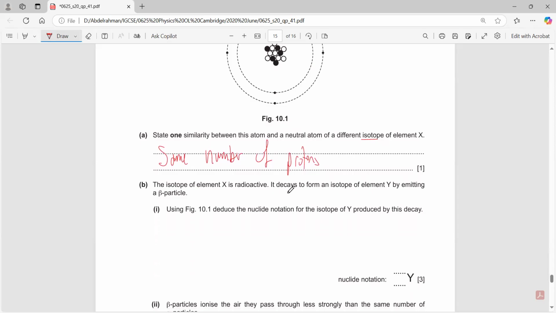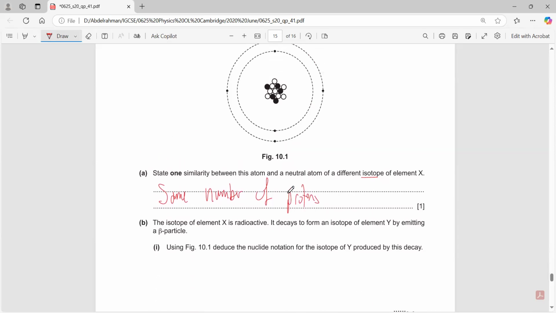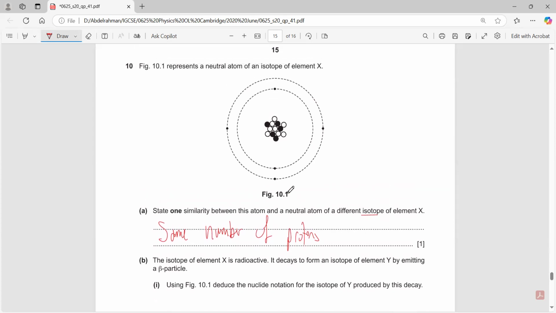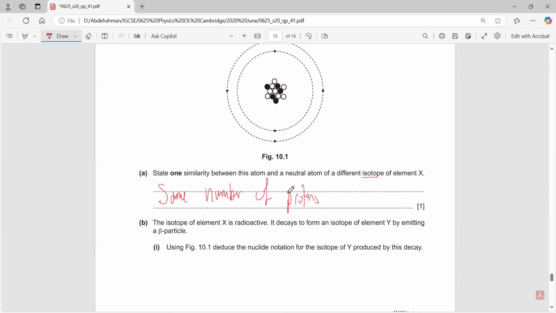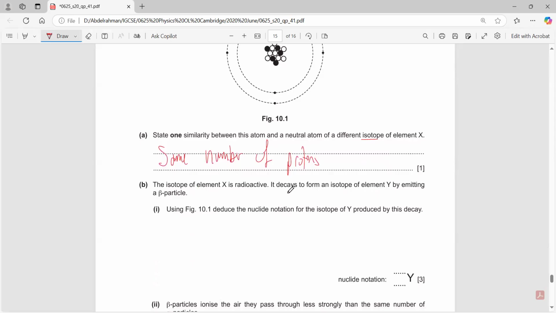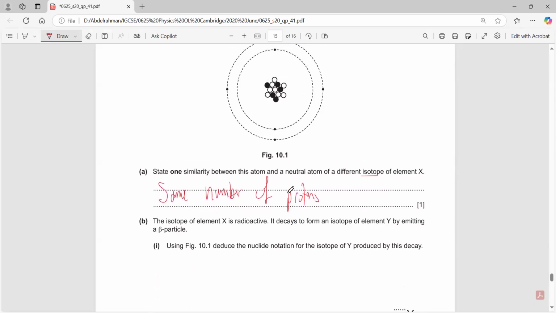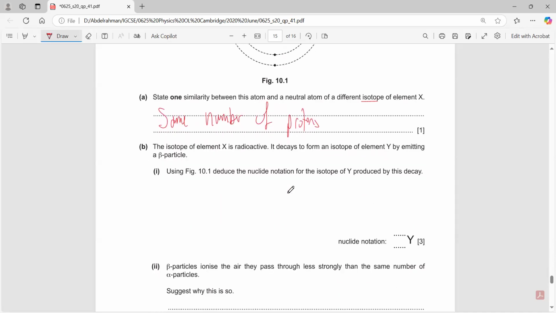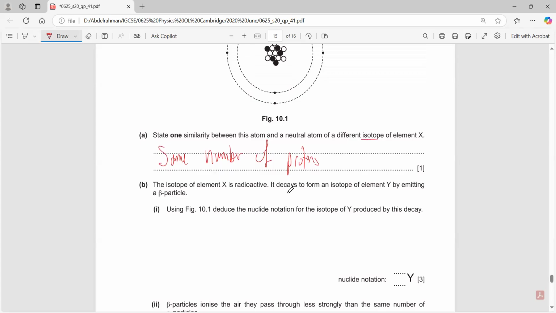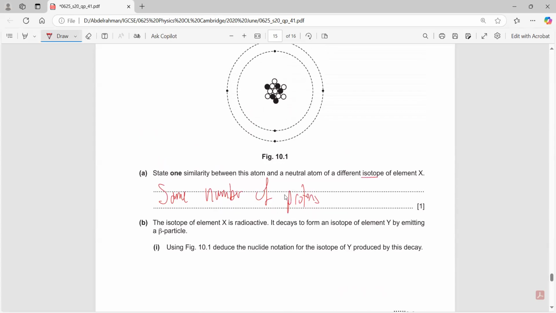The isotope of element X is radioactive. It decays by emitting a beta particle. Can I find the nuclide notation of Y? Yes, we need to write down the whole equation. What does X consist of? Let's count them. It consists of 5 protons. And how many neutrons? You have 4 and 4, so 8 neutrons, which is a total of 13.